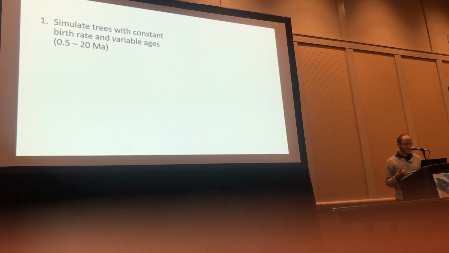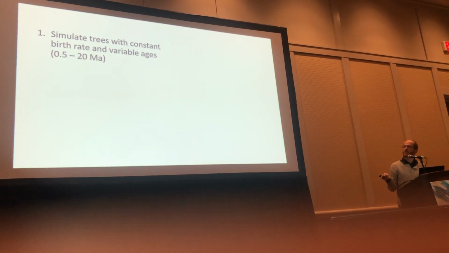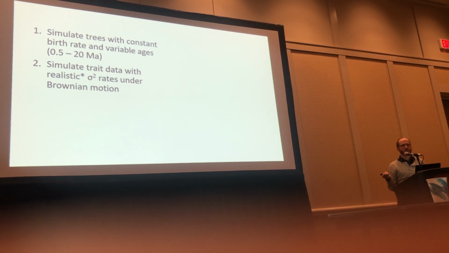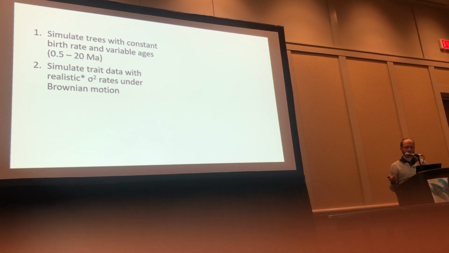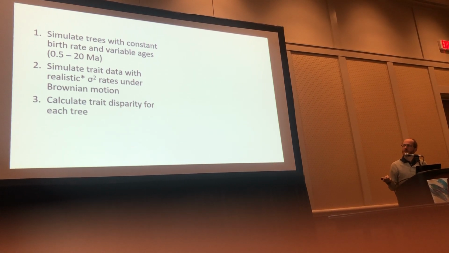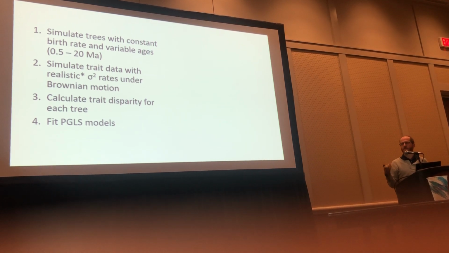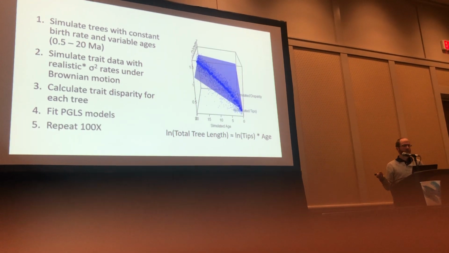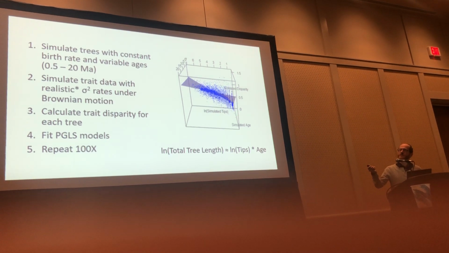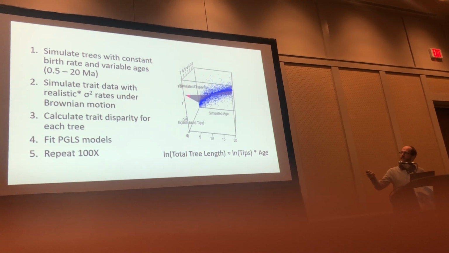And to show this proof of concept and to demonstrate what this looks like, I did a quick simulation study generating pure birth trees with variable ages, simulating trait data with realistic rates of sigma squared that I gleaned from analyses I'll show you later on. Under Brownian motion scenarios, I calculated the disparity of those traits on each tree, fit a PGLS model, integrating the age, the number of species, and the disparity of those traits, and repeated 100 times, you get a cloud of points like this, where each of these smaller ones is an individual tree with its constituent data set. The larger ones are the median across each time slice.